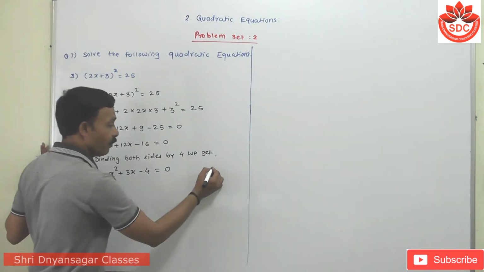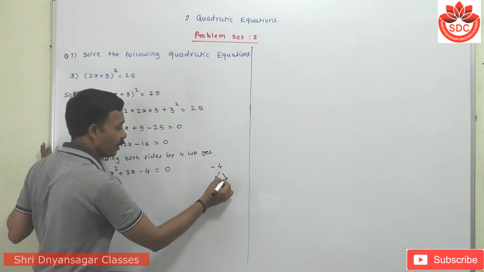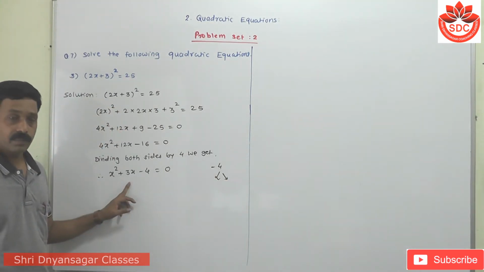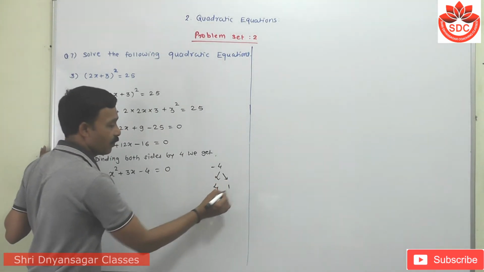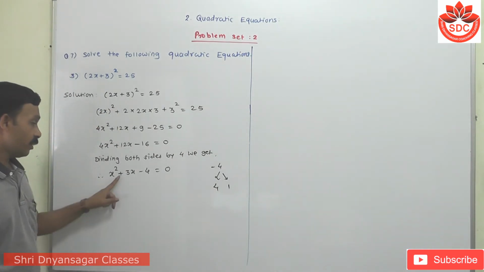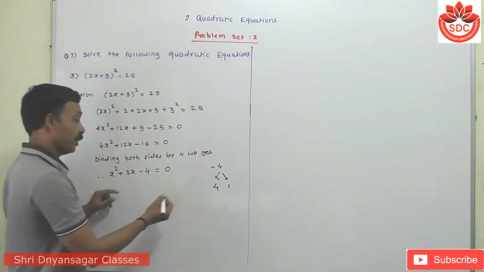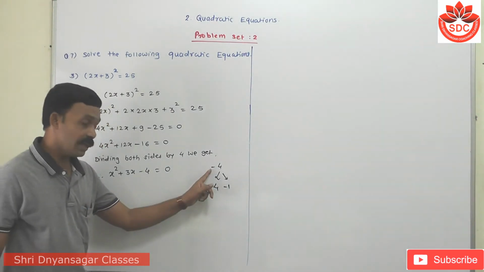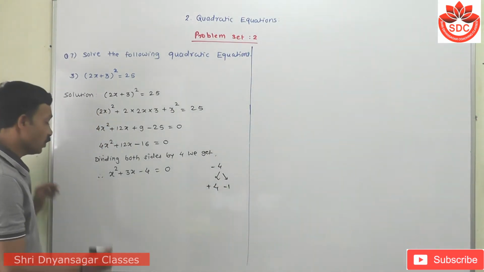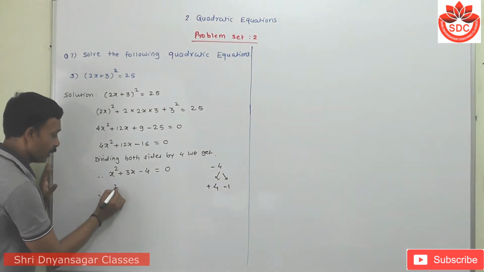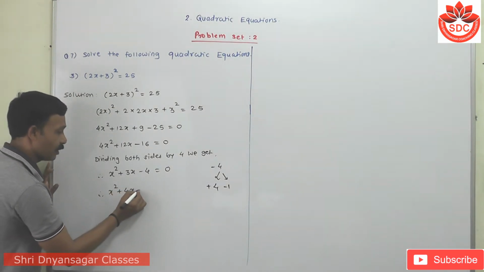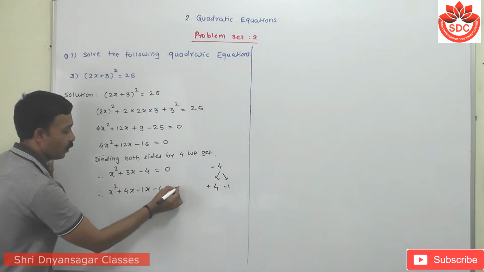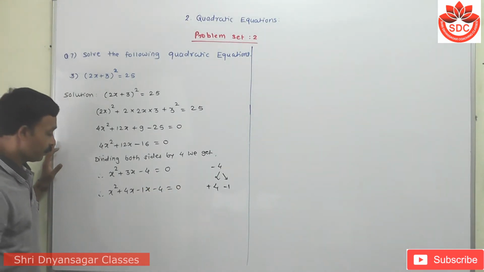I have to find the factors of minus 4 such that their addition is plus 3. Simple factors: 4 ones are 4. Give the proper sign here. Here is a plus sign, so give the bigger number the plus sign and the smaller is minus. The product is minus 4 and the addition is plus 3. So split the middle term, meaning x square plus 4x minus 1x minus 4 is equal to 0.